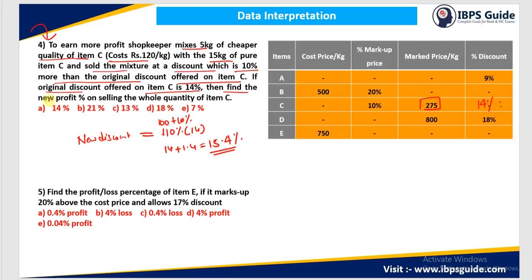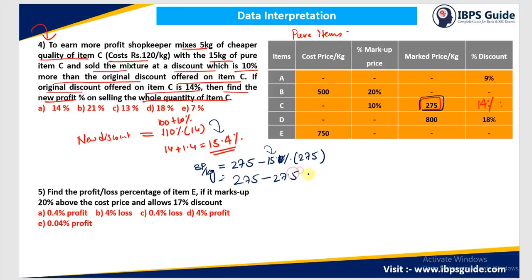So they are asking find the new percentage profit on selling the whole quantity of item C. So we are selling whole. That is 5 kg of the cheaper as well as 15 kg of pure, so we know that discount is what? 15.4% and the mark price is what? 275. So I can directly find out the SP, and the SP will be obtained per kg, right? So this will be per kg. So SP per kg will be what? This is 275 minus 15.4%, okay, 15.4% of 275. But if you look at the options are having gap between them, okay. So I can directly approximate 15.4% as 15% only. So this will be 275 minus 10% will be 27.5 and 5% will be what?